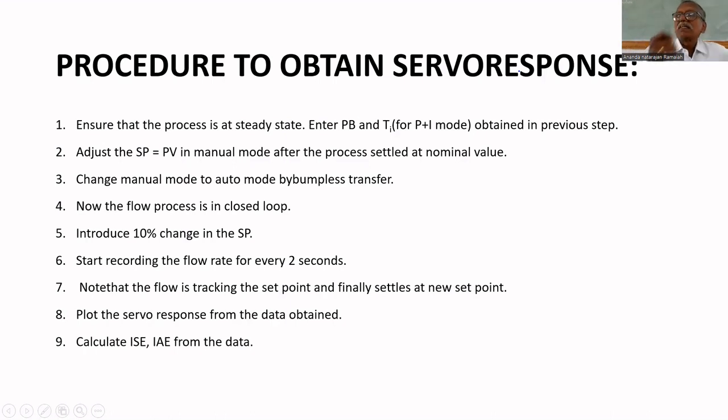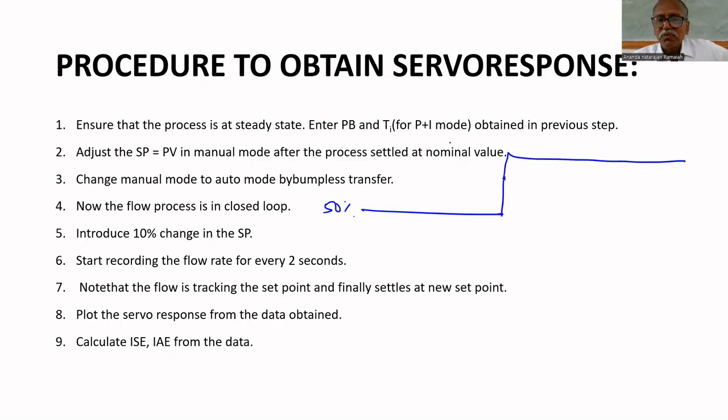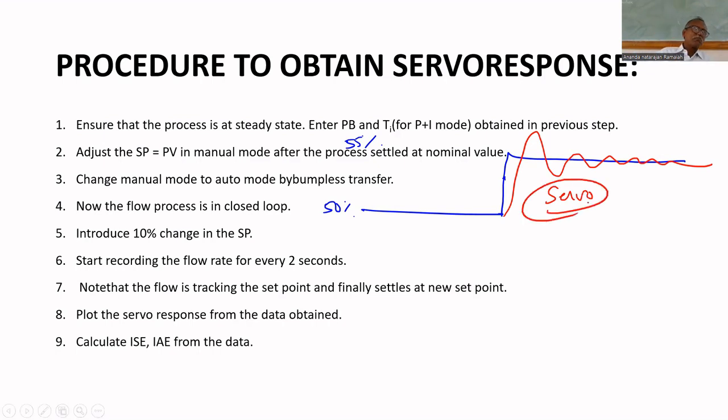Now, if we change the set point from 50 to 55 or 50 to 45, immediately it will change. Let us assume it is at 50%. At this point, I am changing the set point to 55%. This will change like this, and finally it will settle at 55. So that is called servo response. Whether the controller works for a change in set point, we are checking.